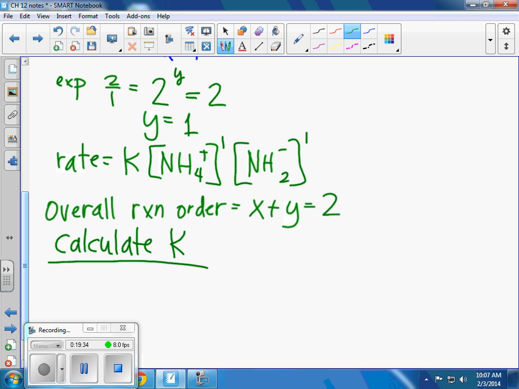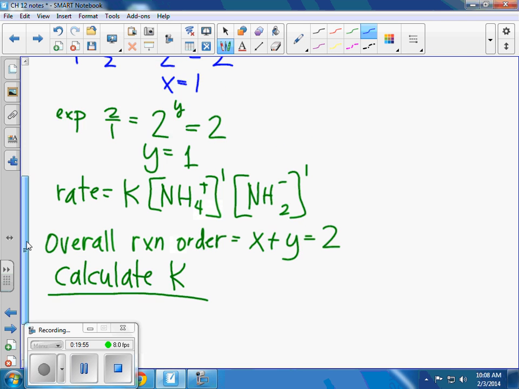So to calculate K, it doesn't matter which experiment you use. Just grab one, because the numbers are going to be the same. Now that you have your rate law, you can substitute everything in. The hardest thing about finding K is you have to make sure that you pay attention to the units. The units for K will change for every different order that you have.